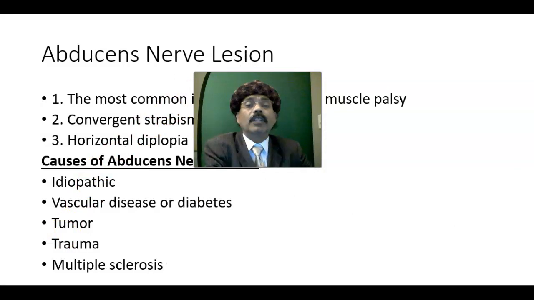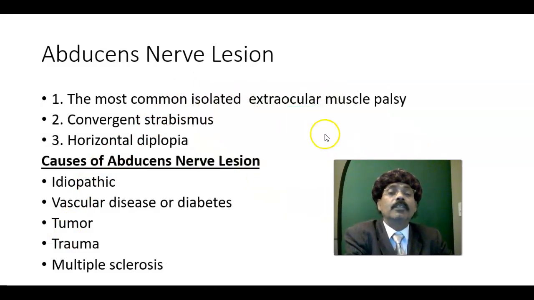Okay, so in an abducens nerve lesion, the most common isolated extraocular muscle palsy is convergent strabismus. The idea is that the eyeball cannot move laterally. The eyeball moves medially by the unopposed action of the medial rectus. The lateral rectus is not working here, so there will be convergent strabismus. There will be horizontal diplopia, specifically at gaze toward the paralytic side. Okay, there will be horizontal diplopia.